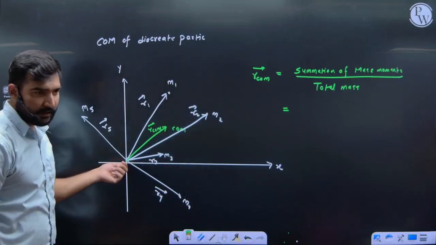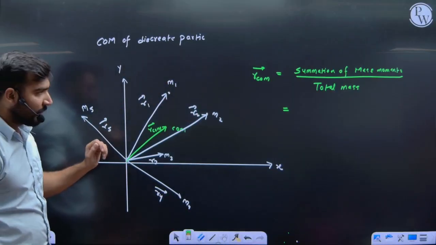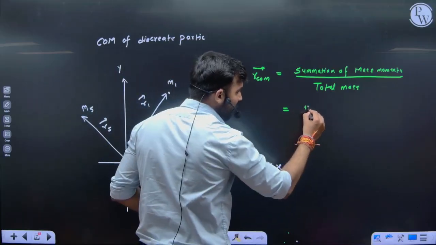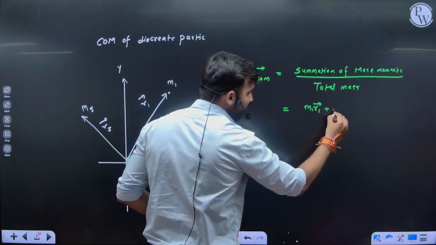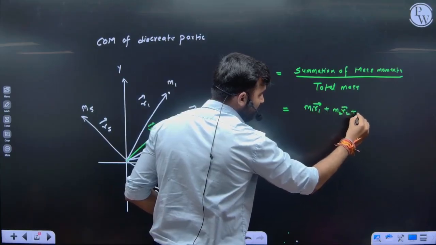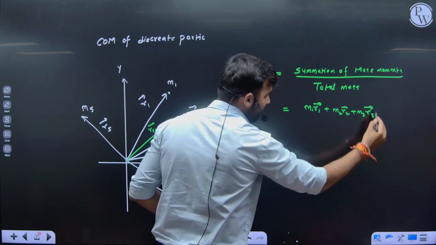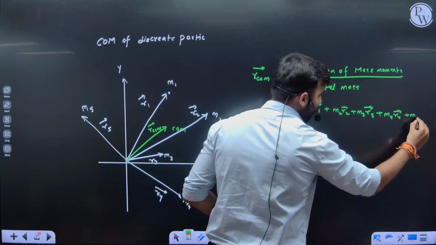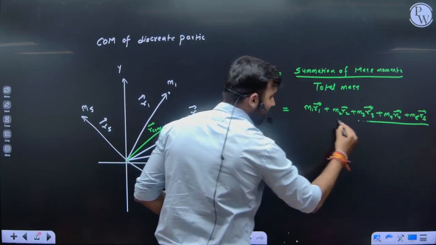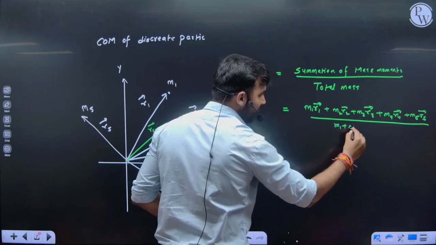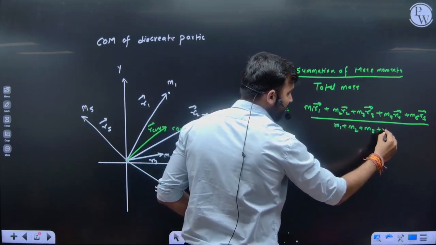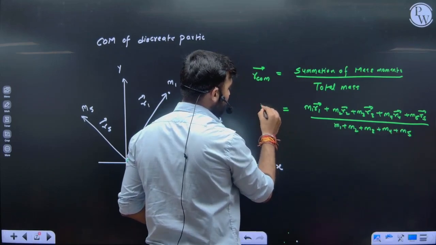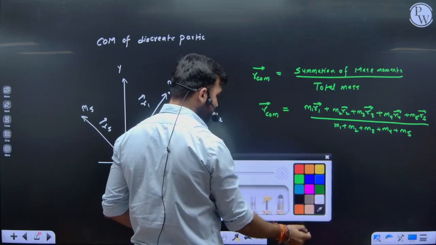Now we are taking origin as a reference. Every time we will use the origin. So how do you write mass moment? M1 R1 vector plus M2 R2 vector plus M3 R3 vector plus M4 R4 vector plus M5 R5 vector, divided by total mass M1 plus M2 plus M3 plus M4 plus M5. This is our position of center of mass formula. This is our full and final formula.